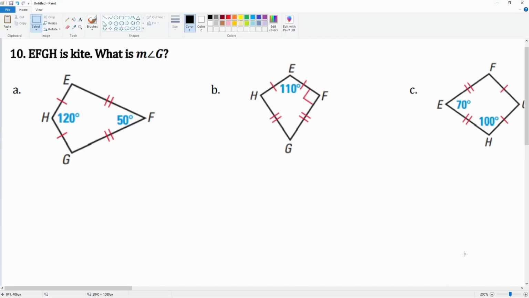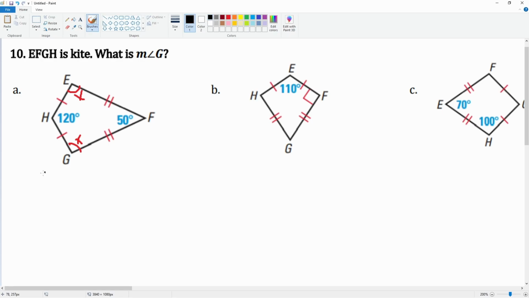Here we have number 10. We see that EFGH is a kite, and we're asked to find the measurement of angle G. Right? So we need to know that angle E and angle G here are congruent. So I can label it as just X and X.